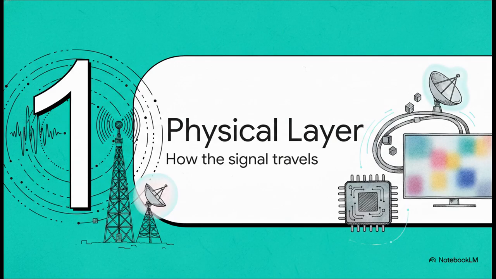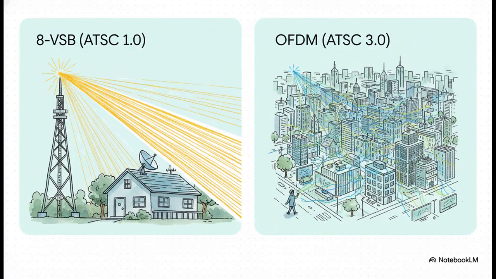Okay, let's start at the very bottom, with the most fundamental change between these two standards, the physical layer. This is all about how that signal physically gets from point A, your transmitter, to point B, the viewer's TV. And honestly, this is where the biggest technological leap really happens. The absolute key difference here is the modulation scheme.